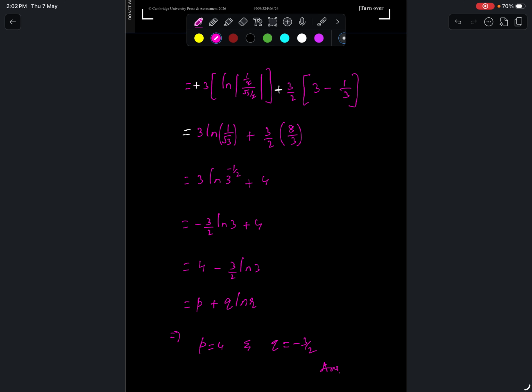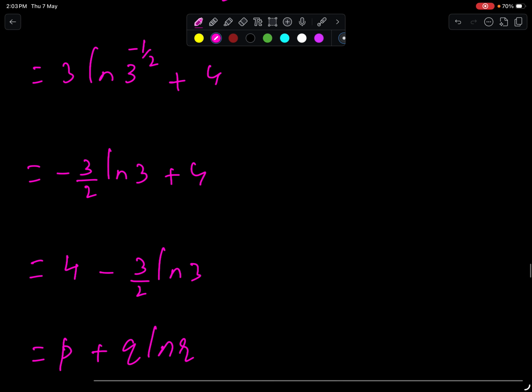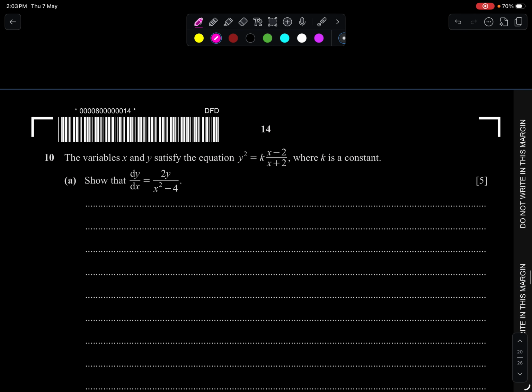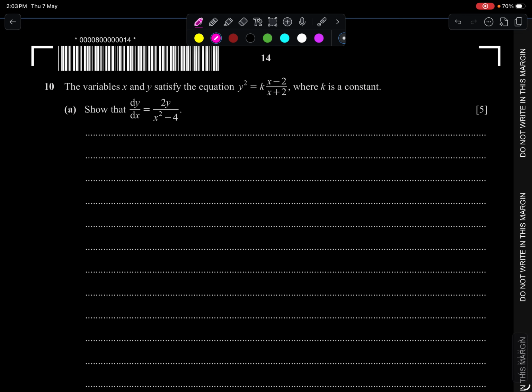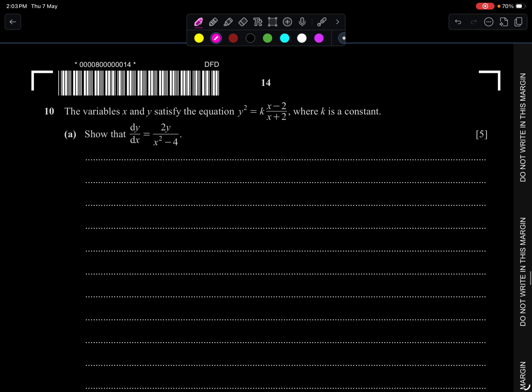Okay, next question. 2 questions are left. This paper has 11 questions. The next question is implicit function. This question is of implicit functions. Now, first copy the question.